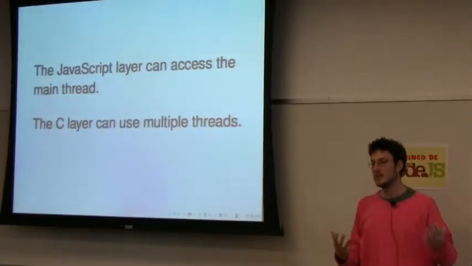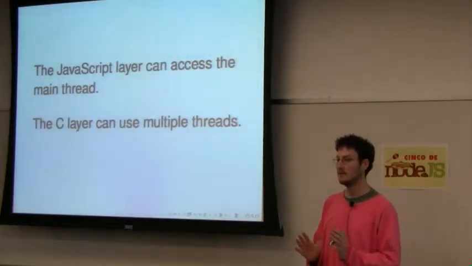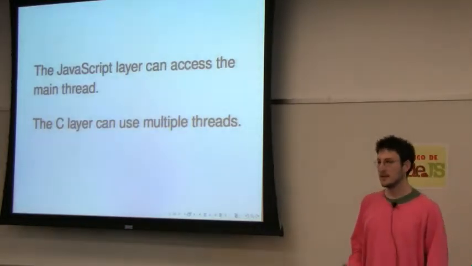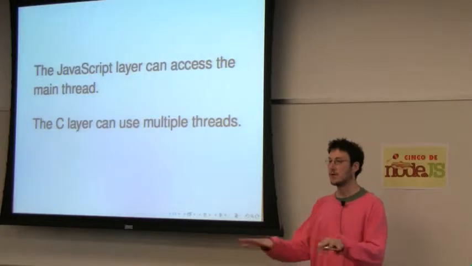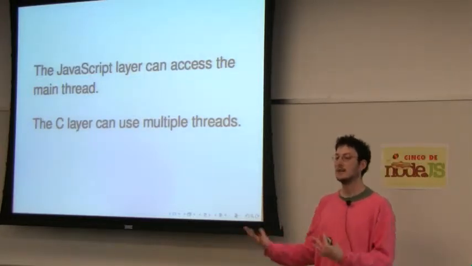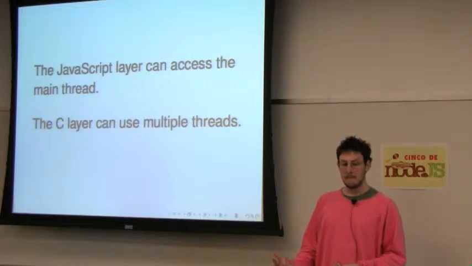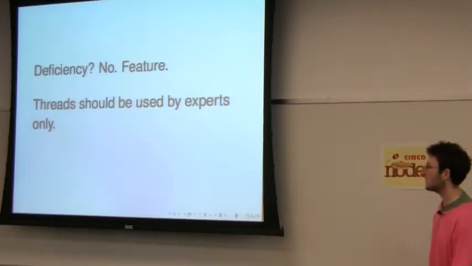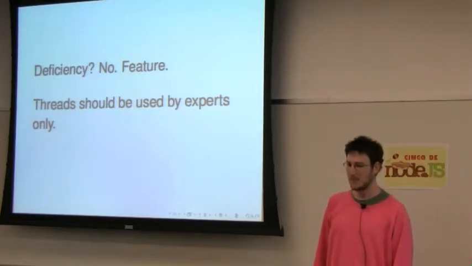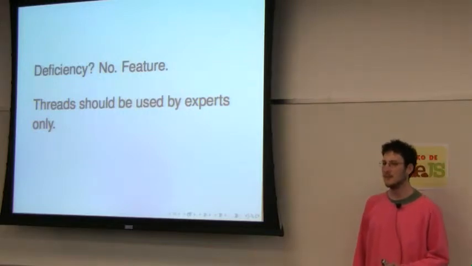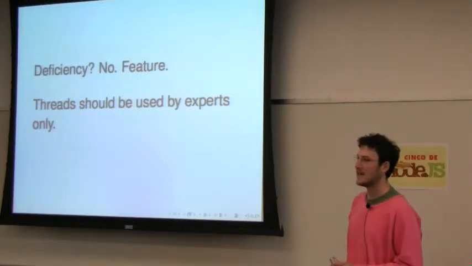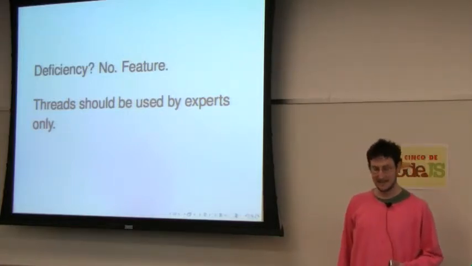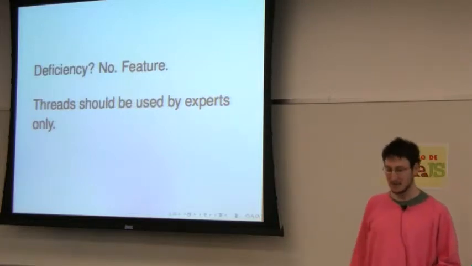So the JavaScript layer is just the main thread. You are in one execution stack. But at the C layer, you can use multiple threads. So for example, if you wanted to write a gzip library and fork it out to like 5 threads, you can do that and write a little Node module for that. But it has to be in C. Is this a deficiency? No, it's a feature, because threads should only be used by experts. And I don't think people really believe that. Maybe they believe that, but then they say, oh, I'm an expert. No, you write it in C. That's a good boundary.